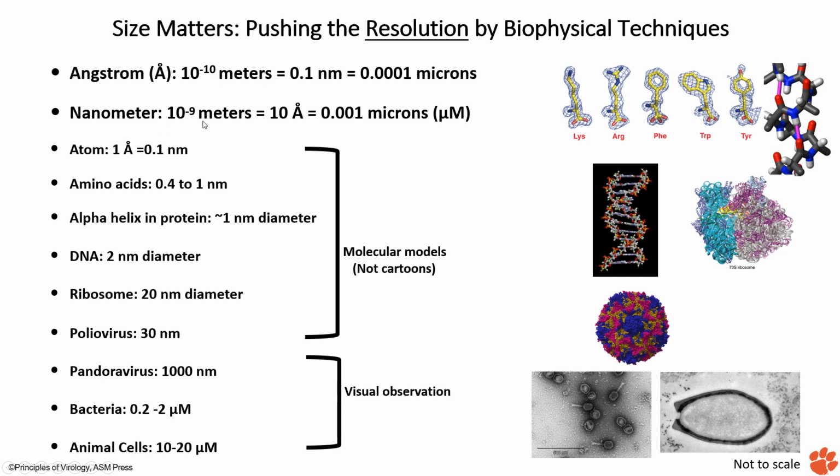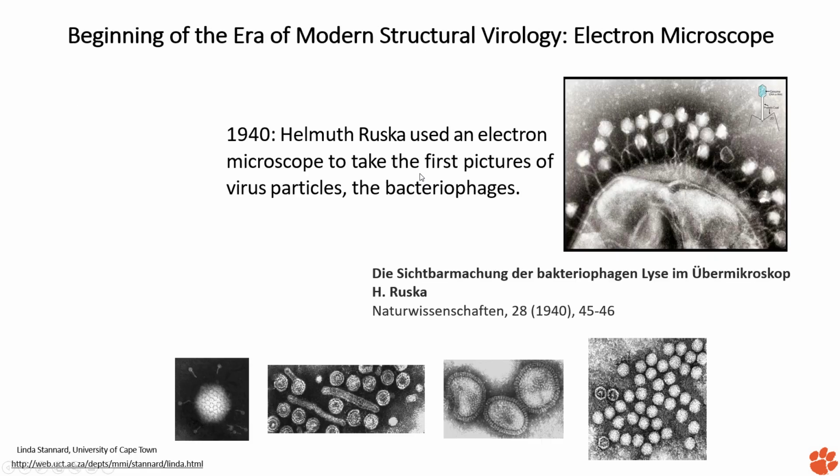A nanometer is 10 to the power minus 9 meter, whereas an angstrom is 10 to the power minus 10 meter, or 0.1 nanometer, 0.0001 micron. We will use the angstrom and the nanometer all the time, so just have an overview concept about that.